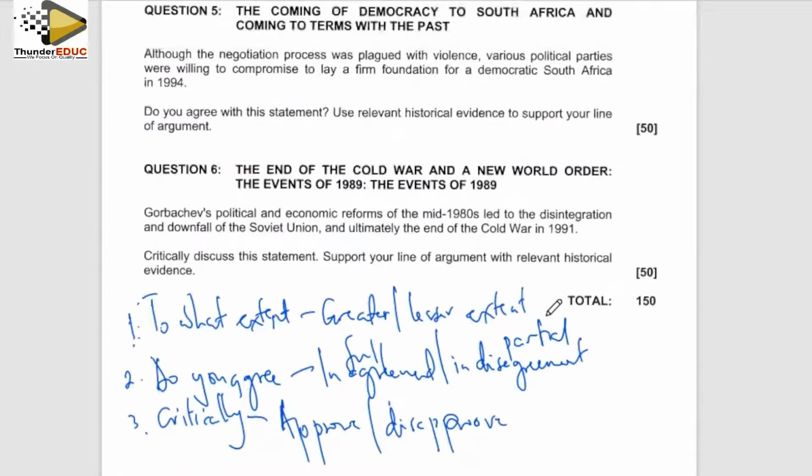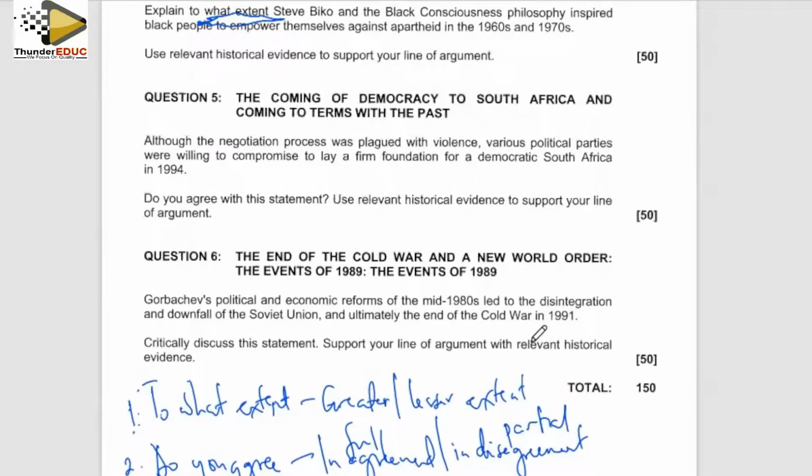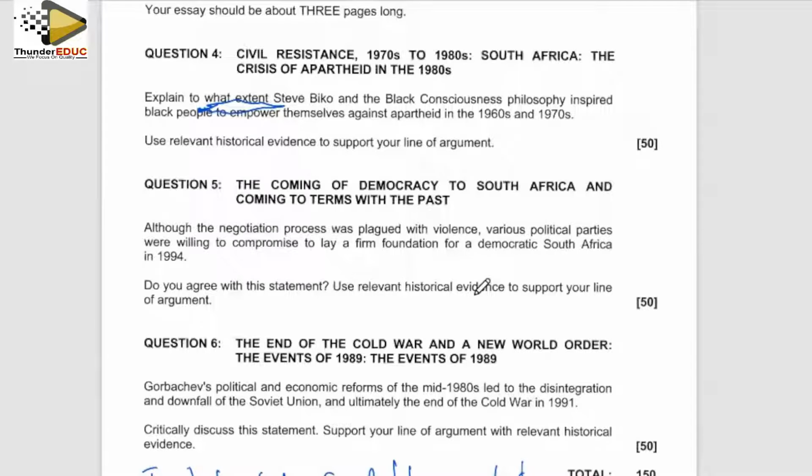So going back to our question, giving an example of an introduction: explain to what extent Steve Biko and the Black Consciousness. You would say, to a greater extent, Steve Biko and the Black Consciousness philosophy inspired Black people to empower themselves against apartheid. Or you can say, to a larger extent, it is Steve Biko and the Black Consciousness philosophy that inspired Black people to empower themselves against apartheid in the 1960s. As your opening statement, you have shown the extent, you have answered the question.